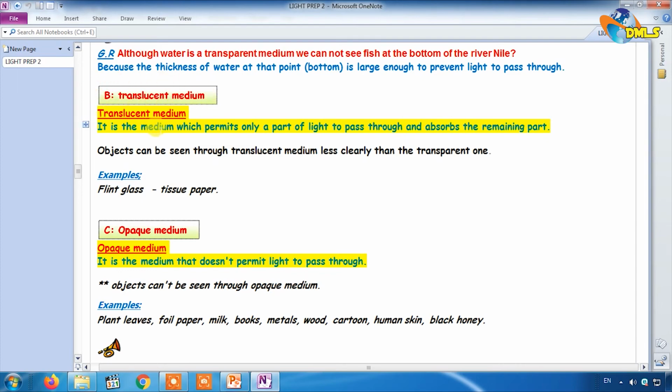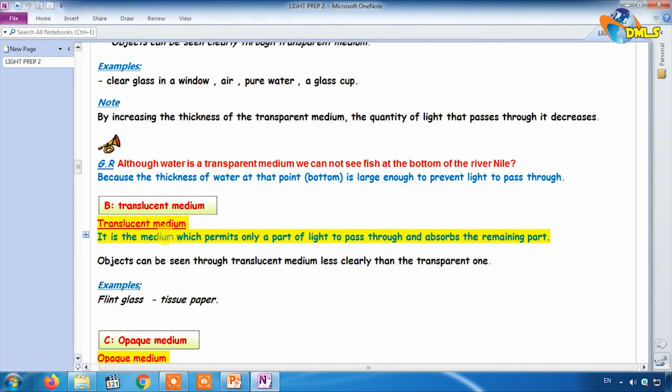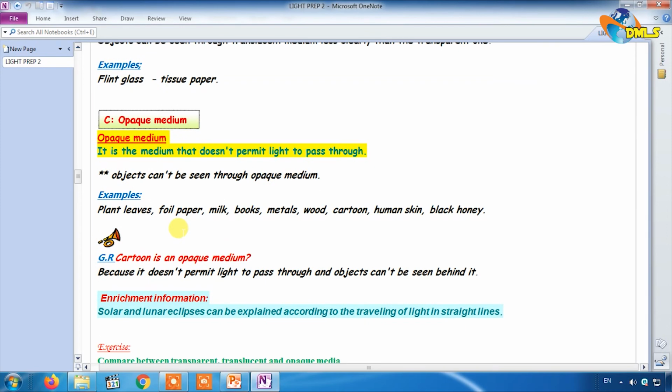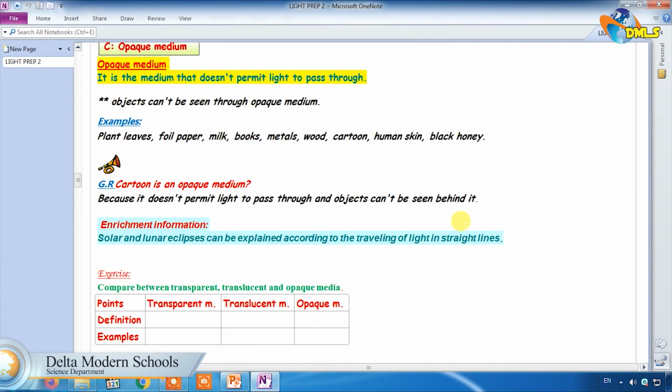The first type is transparent, the second type translucent, and the third type is opaque. What is opaque? Like your hand. When you put your hand in front of your eye, can you see what is behind your hand? Of course not. Why? Because your hand is opaque. All the light that falls on your hand is absorbed, so you can't see through it. The opaque medium is the medium that doesn't permit light to pass through it at all. Objects can't be seen through an opaque medium. Examples of opaque media: plant leaves, foil paper, milk box, metals, wood, cartons, human skin, your hand also, black honey, because it is dark.